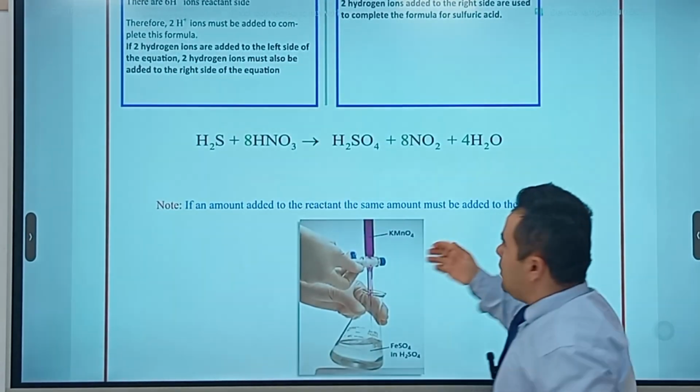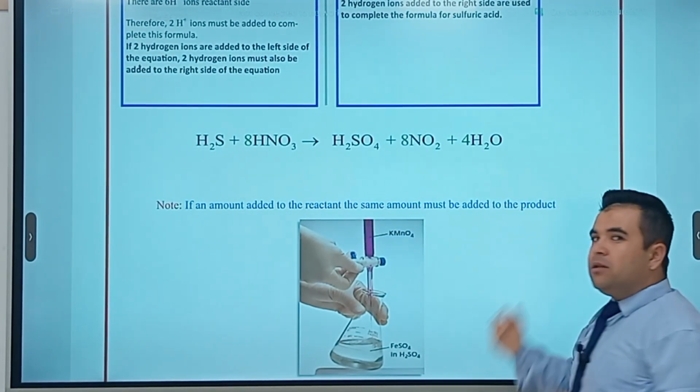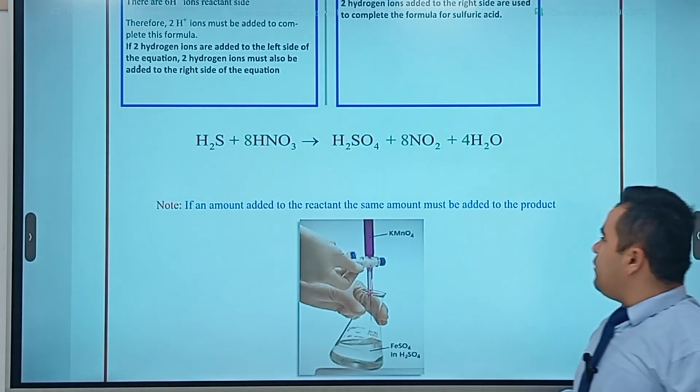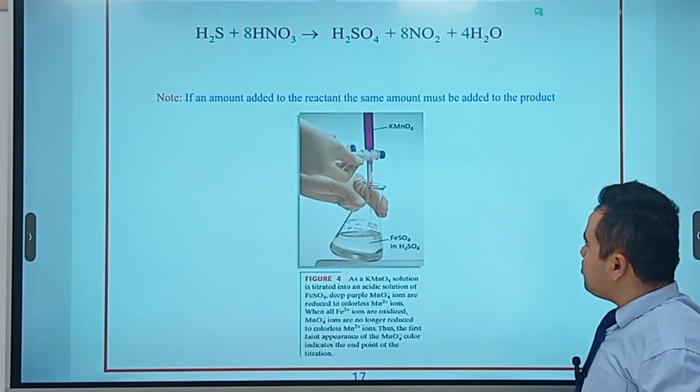And note, if an amount is added to the reactant, the same amount must be added to the product, guys. You have to be careful about that. Whenever you add something to the reactant, add it to the product.